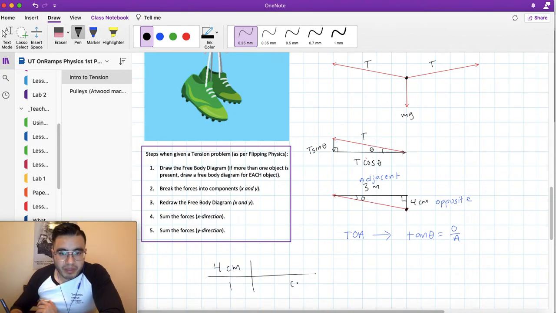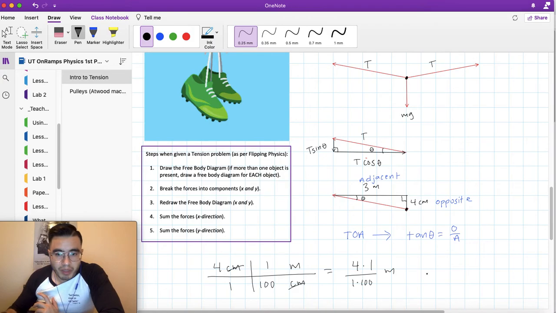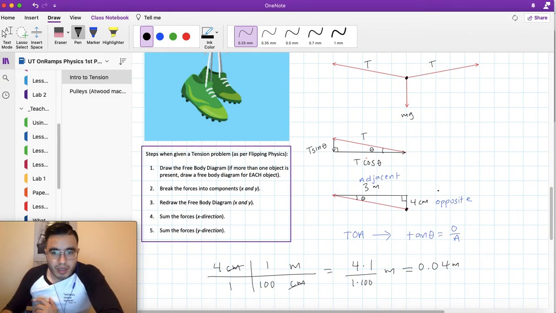We need to get rid of the centimeters. We have to have meters at the end. So 1 meter equals 100 centimeters. We cancel this. We have 4 times 1 divided by 1 times 100 meters. That'll be our answer. It's just the same as dividing 4 by 100. So that'll be 0.04 meters. So our opposite side is 0.04 meters.